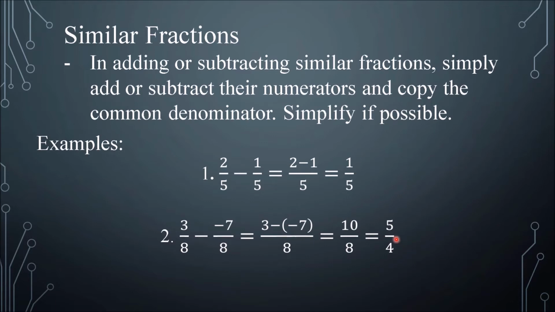Now let's have subtraction. 2/5 minus 1/5 is equal to, just subtract the numerators, 2 minus 1, divided by 5, which is equal to 1/5. Then we have 3/8 minus negative 7/8. 3 minus negative 7, so we subtract the numerators and then copy the denominator. So we have 10/8, which is equal to 5/4.